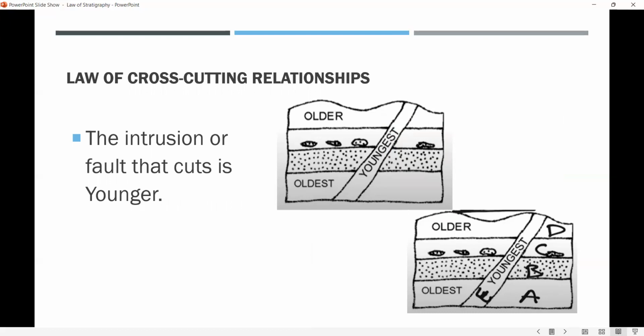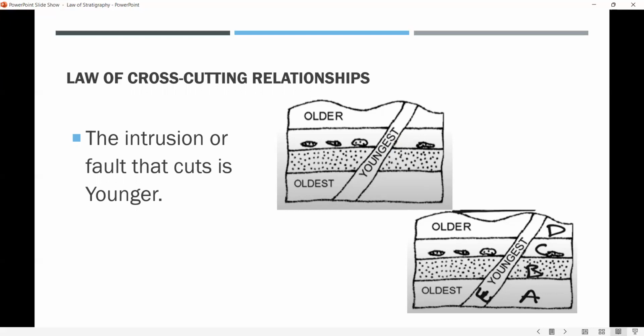The law of cross-cutting relationships states that if a fault or another body of rock cuts through another body of rock, then it must be younger in age than the rock layers it cuts and displaces. Now, for example, here in the picture, we have four layers. However, we have here what we call the cut. And this cut is what we call an intrusion or fault.